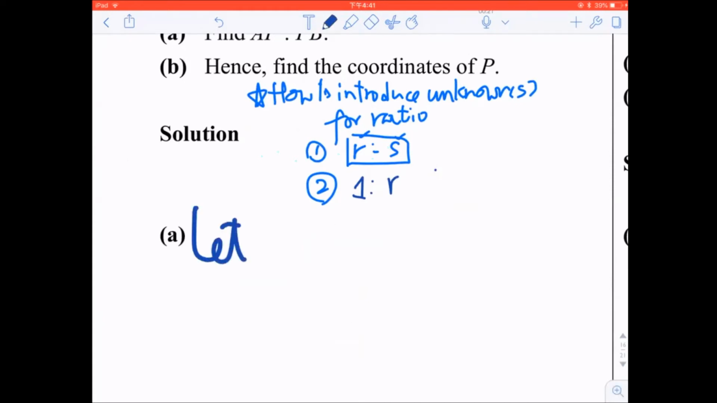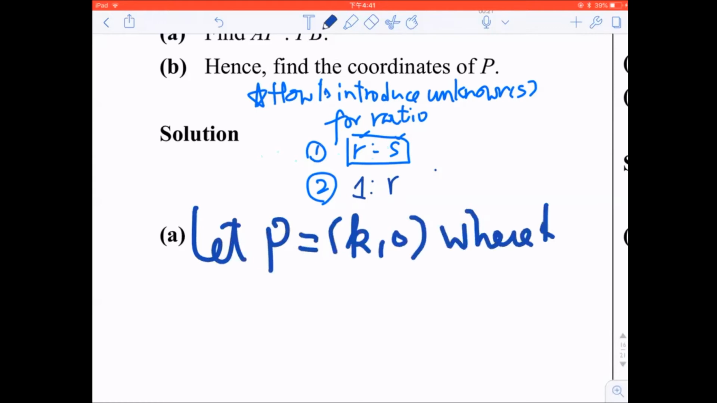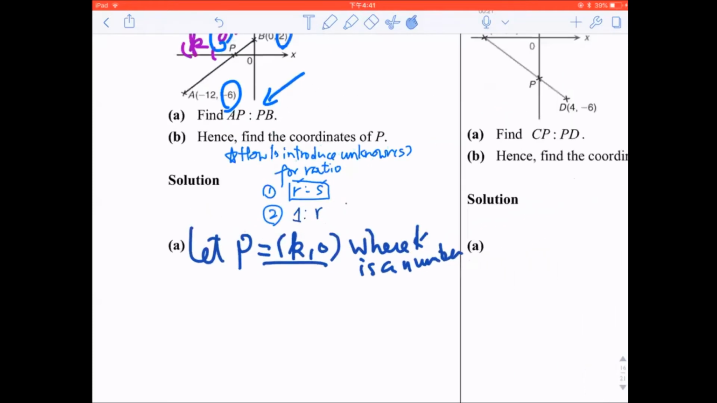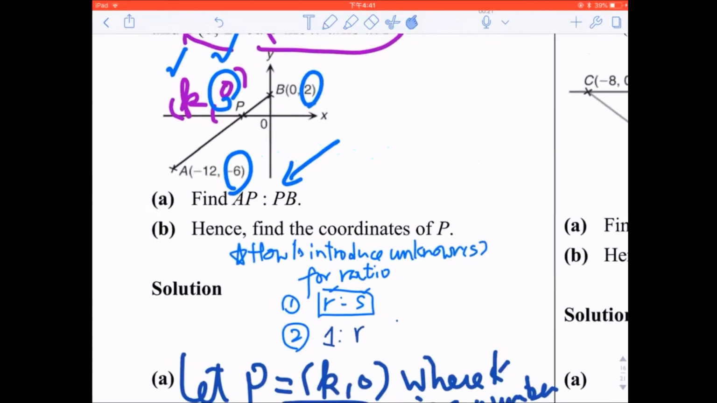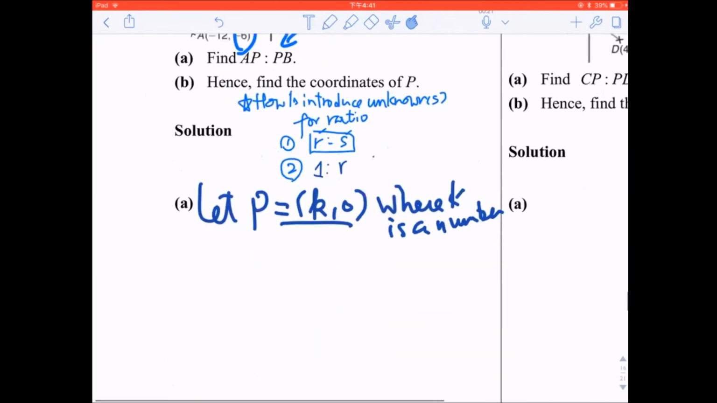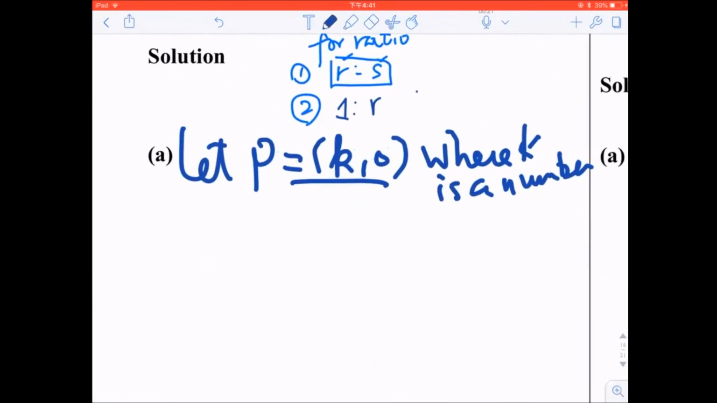First of all, disregarding the skills of using the unknowns, you can introduce P equals to K0 here, where K is a number. Understand? So you may introduce an unknown here, and you may make use of the y coordinate here. So it's 0, 2, and -6. And introduce the ratio here. So I would like to discuss first the method one.